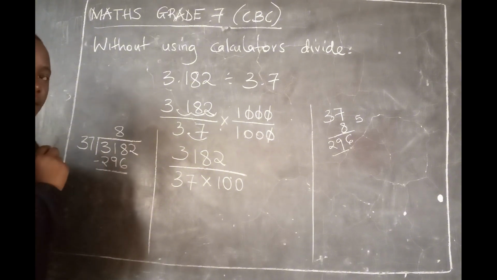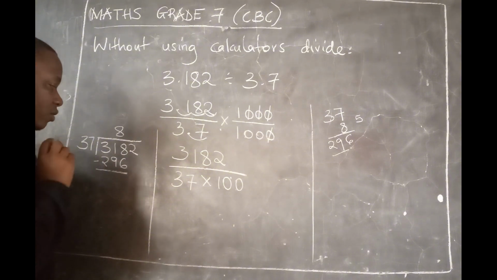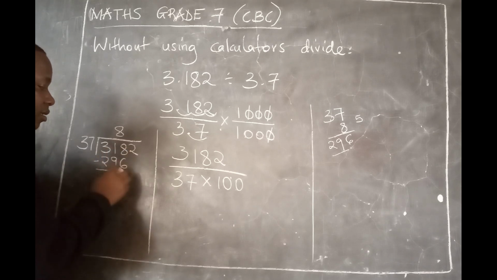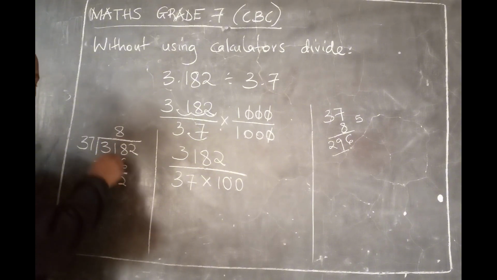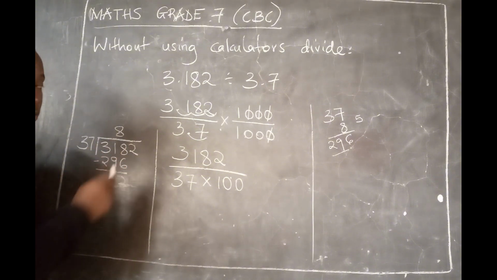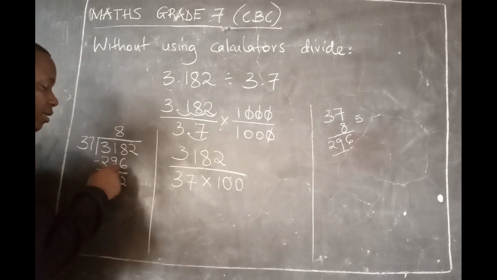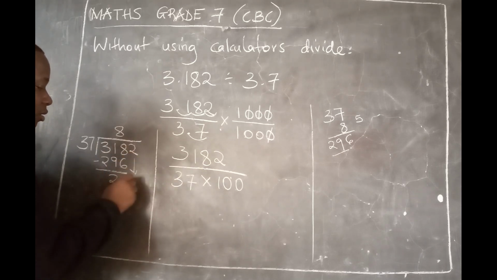Now, you subtract. Remember, we are not using calculators. 8 minus 6 is 2. Again, 1 minus 9 is impossible, so you can also say 31 minus 29 is 2. Write it 2. Then you drop this 2.